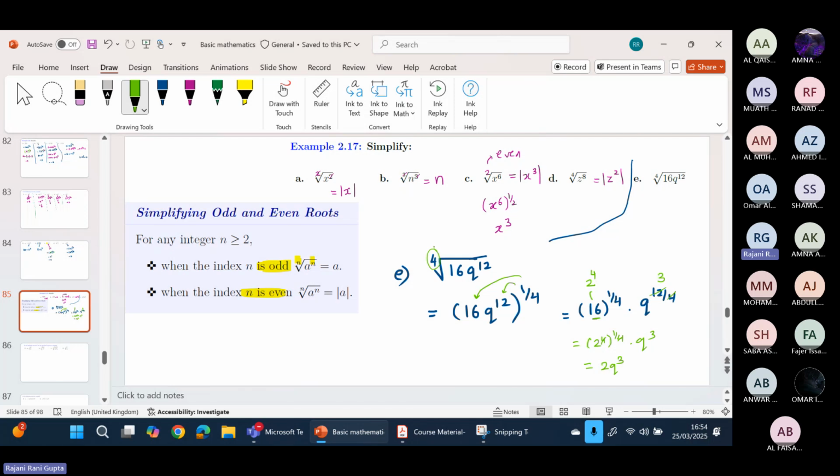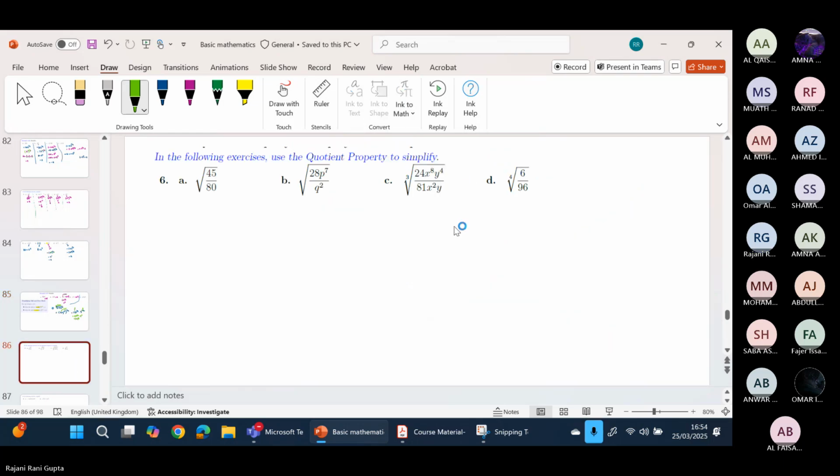But here the index is even, so you write the modulus. Okay. Same thing here. When you have to write simply, what do you do? Like this one, or say this. Let's do C.